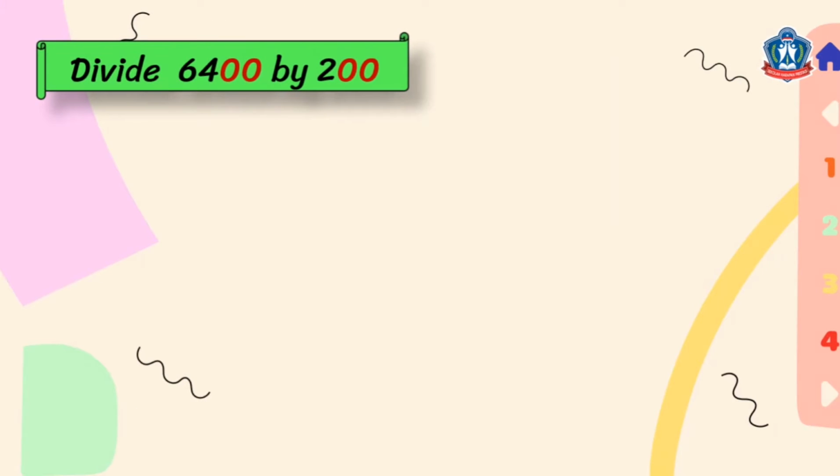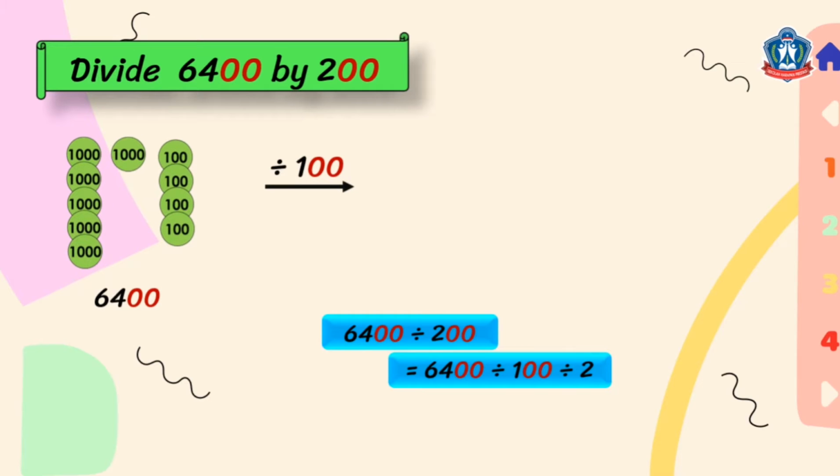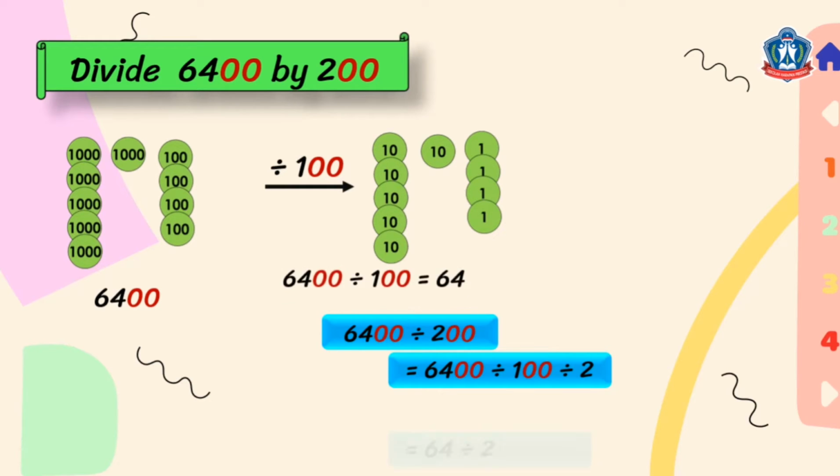Now let's study division. Let's divide 6,400 by 200. So 200 can be broken down into 100 and 2. So we will divide first 6,400 by 100. So let's start with 6,000 divided by 100. That is 60. And we have 400 divided by 100. That is 4. So the answer is 64.